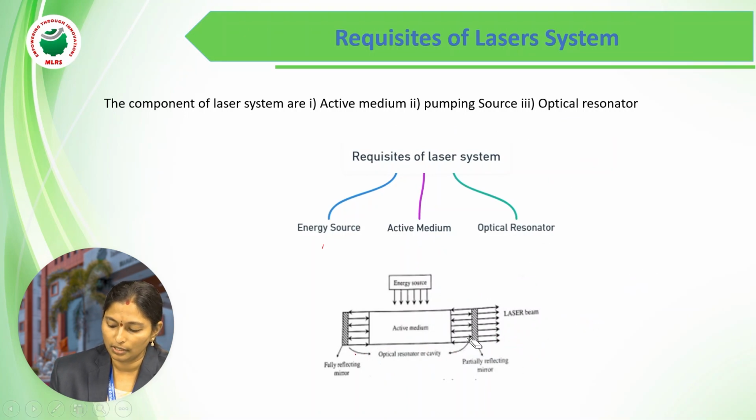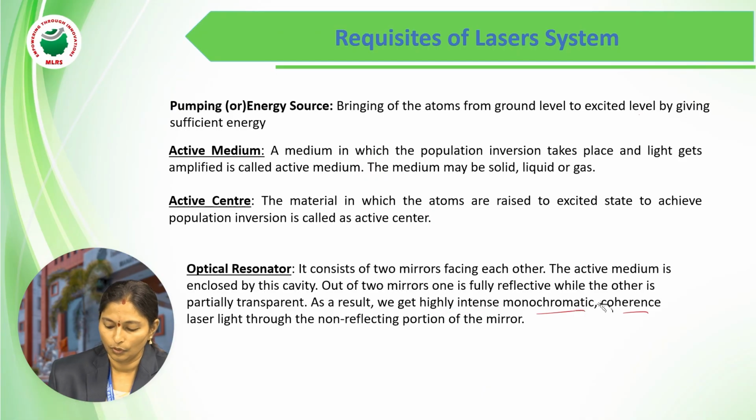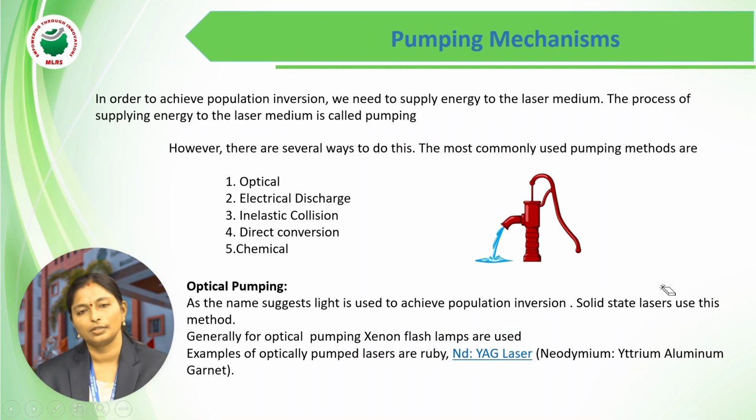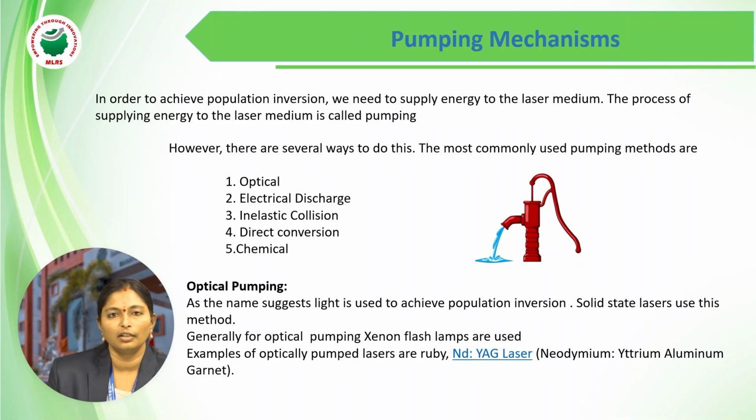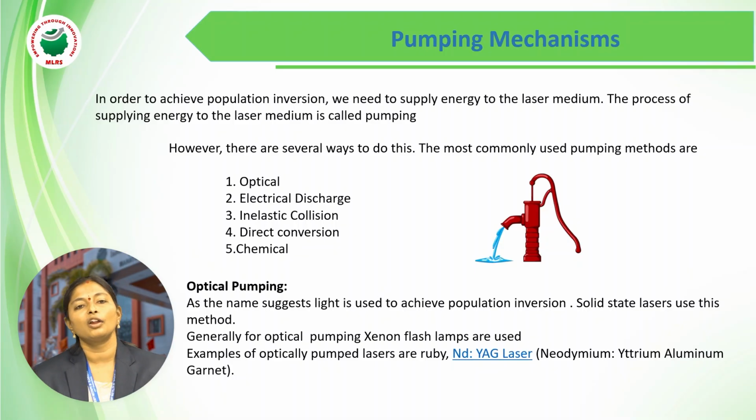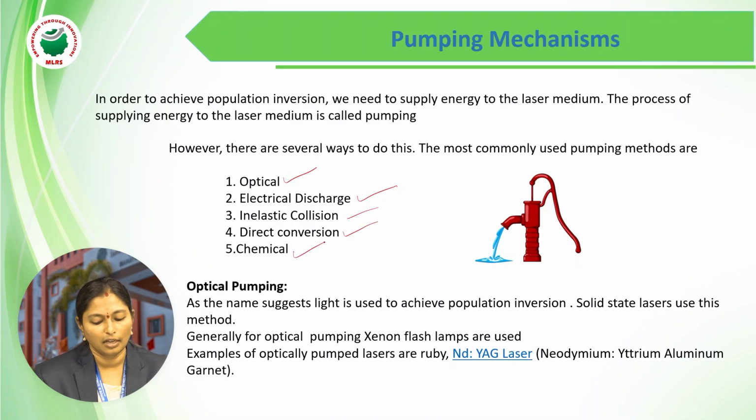So next one is pumping mechanisms. For population inversion, we need pumping. There are different types of pumping mechanisms we are using. Pumping means the atoms are going to move from the ground level to the excited level. What are the different types of pumping sources, that is, in what form we are giving the energy? One is optical pumping, electrical discharge, inelastic collision, direct conversion and chemical pumping.